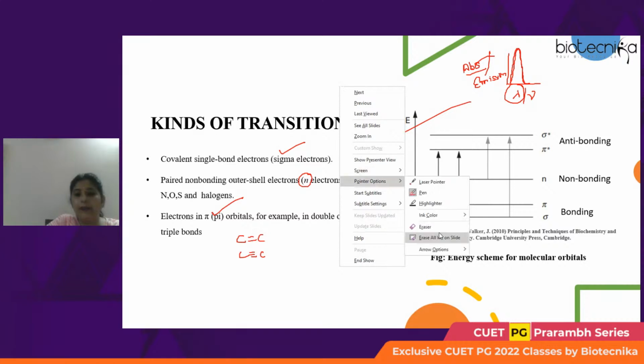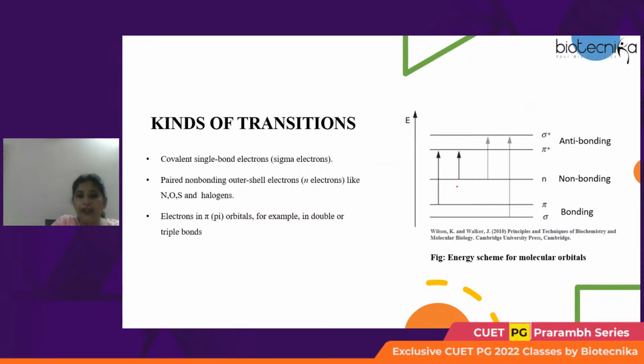Coming back to the transition, here you can see that the transition is from pi to pi antibonding, right? Non-bonding to pi antibonding, non-bonding to sigma antibonding, and sigma to sigma antibonding. So these four transitions you have to keep in mind. The black arrows are representing the transitions which are possible when you provide UV visible radiation.